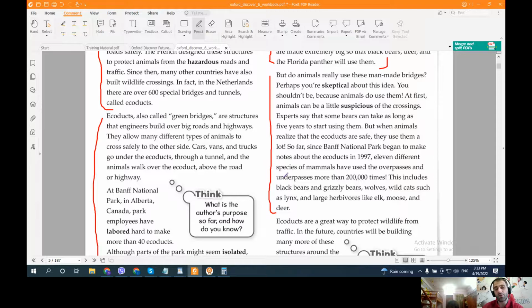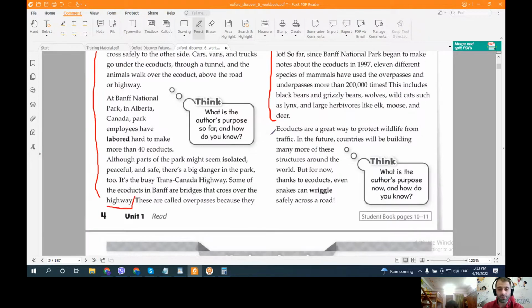Okay, and which animal is not so interesting for you? I think deer. Because why? I have seen them many times, so I know about them. Okay, very nice. Now let's have a look.